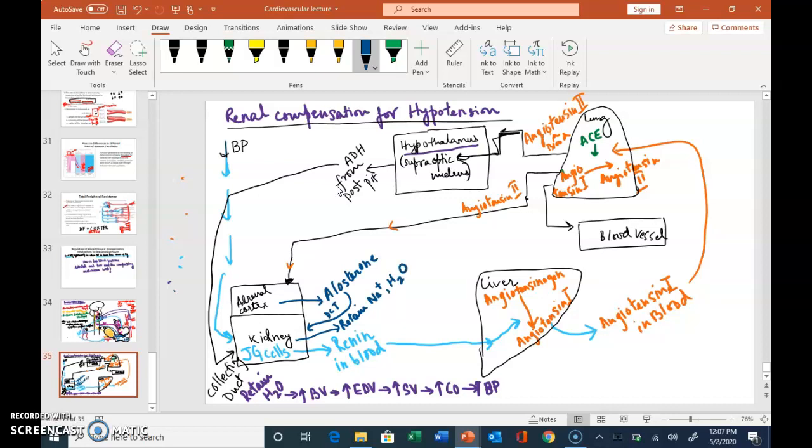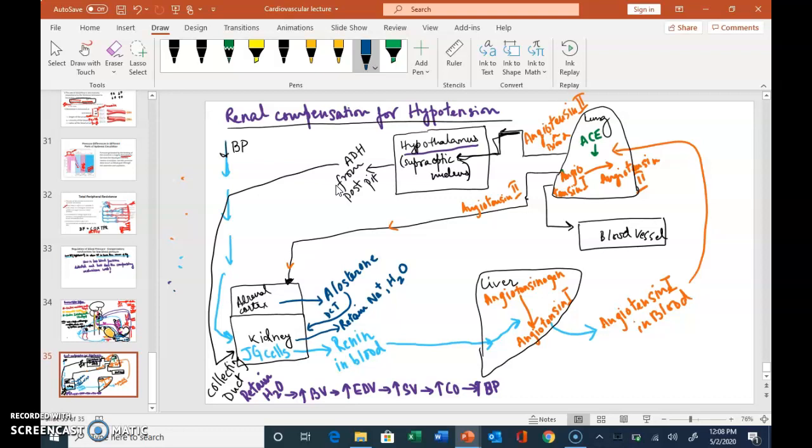So I want you to understand this. ADH works on the collecting duct and only helps to retain water. Aldosterone works on the distal convoluted tubule and helps the kidney to retain sodium and water. So there is a difference. Aldosterone is not the same as ADH functionally.